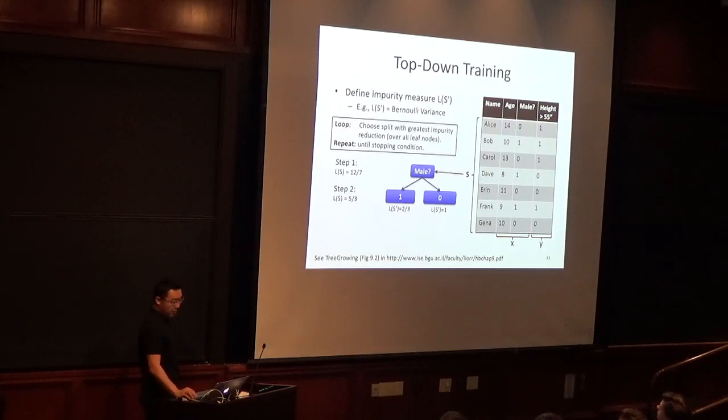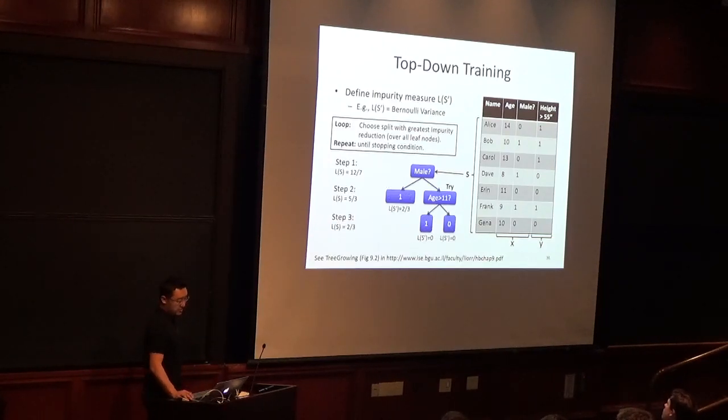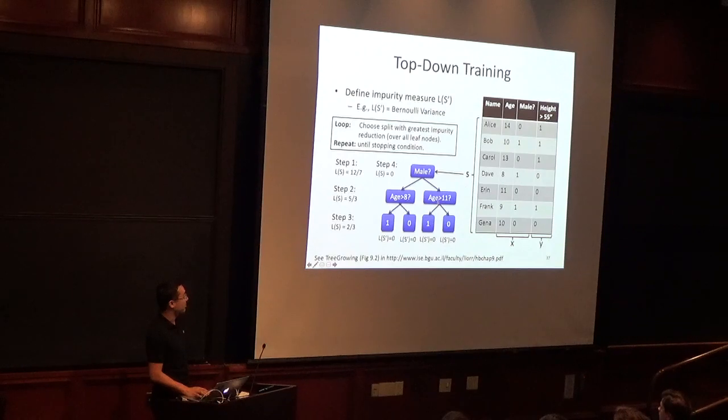Step 2, we loop over all possible splits of the entire training set, and then we compute the impurity measures of the resulting children nodes. So now these are the leaf nodes, and we commit to the one that has the greatest reduction in impurity. In step 3, we loop through both of these leaf nodes over all possible splits of both of those leaf nodes and look at the one that has the greatest reduction in impurity. We try this one, try this one, we commit to one, and then we do that. And then we just keep doing that until some condition is met.